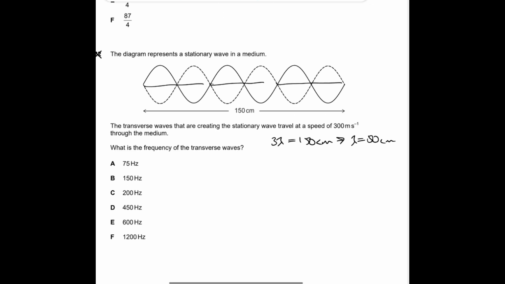And we know their speed, so we know v equals f lambda. So f equals v over lambda. It's going to be 300 meters per second over 0.5 meters. So f is going to be 600 hertz. So that's E.